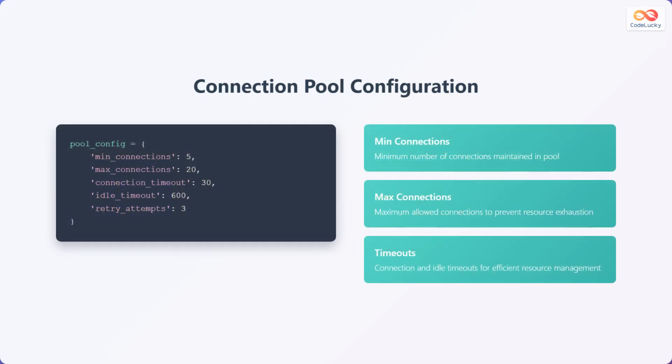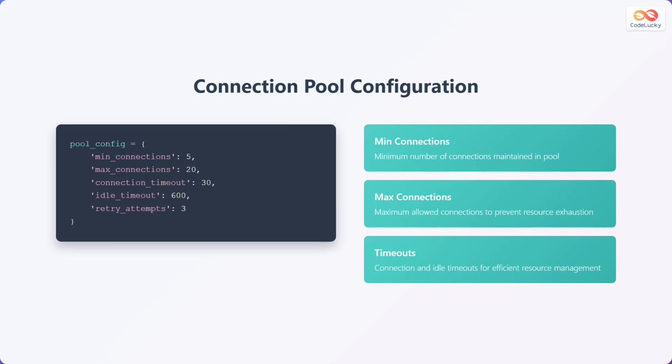Here's a typical connection pool configuration. We have the following parameters. Minimum connections, specified as min_connections, maintains a minimum number of connections in the pool. Maximum connections, specified as max_connections, sets the maximum allowed connections to prevent resource exhaustion. Timeouts, which include connection and idle timeouts, manage resources efficiently.